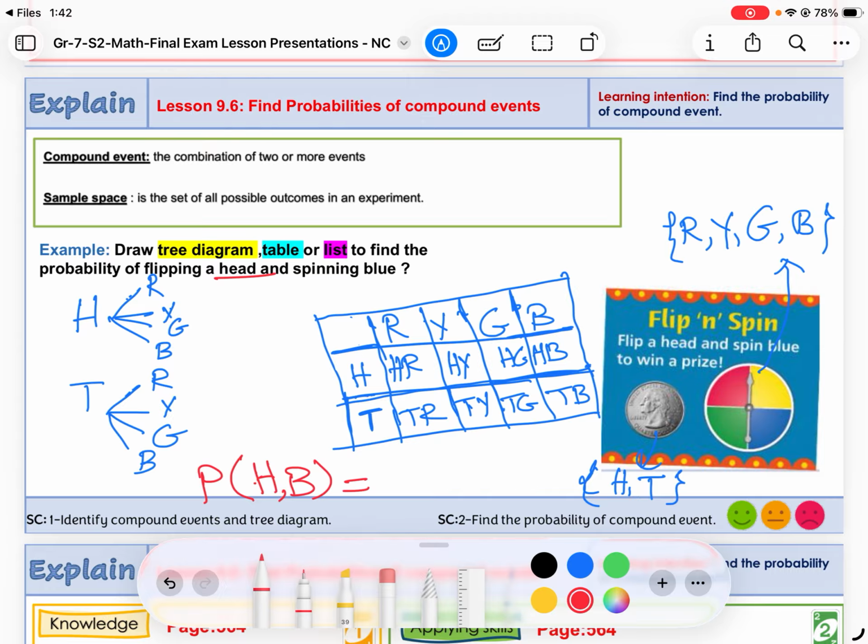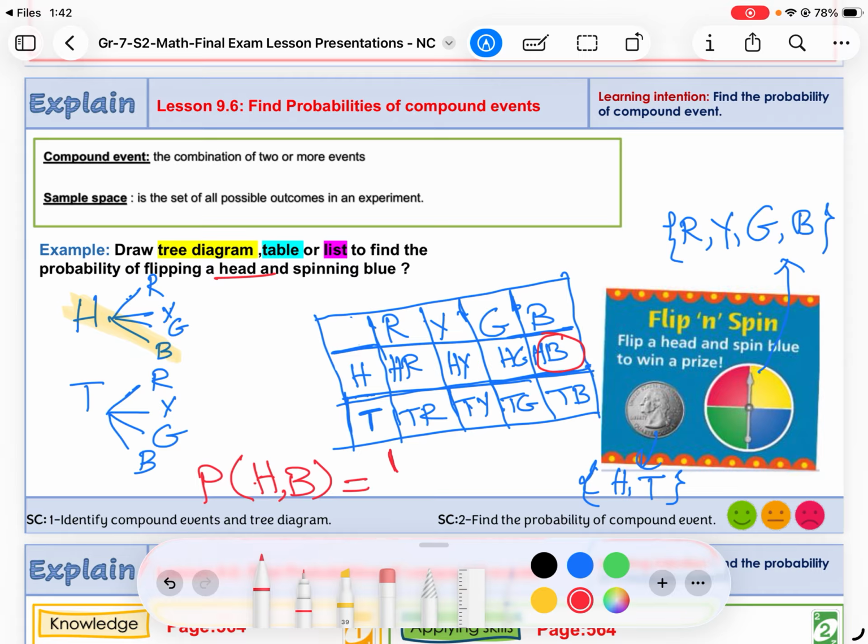So head with red, head with yellow, head with green, head with blue. That's my option. Okay, I'm gonna highlight it. I'm gonna circle it, highlight it. Here I'm gonna circle it, head with blue. That's my option. So that means, what's the probability of getting head and blue?